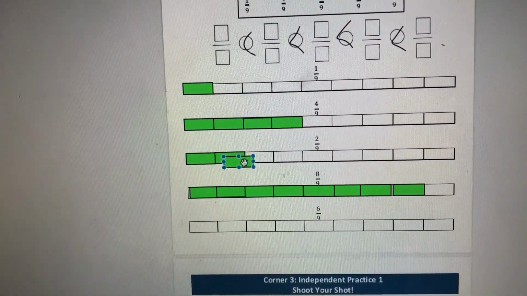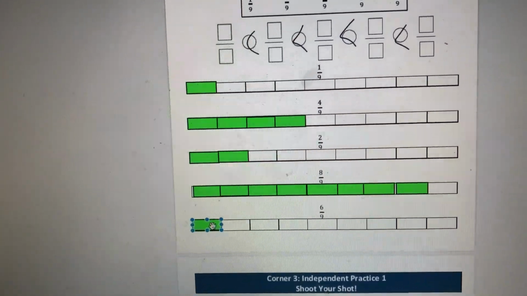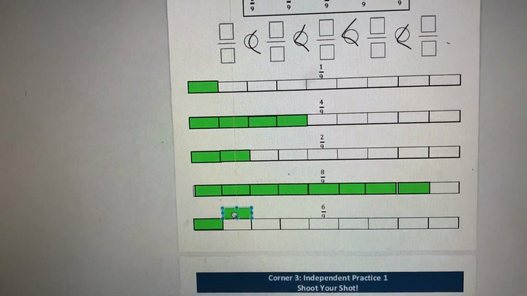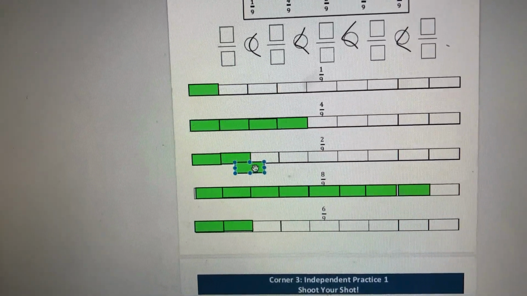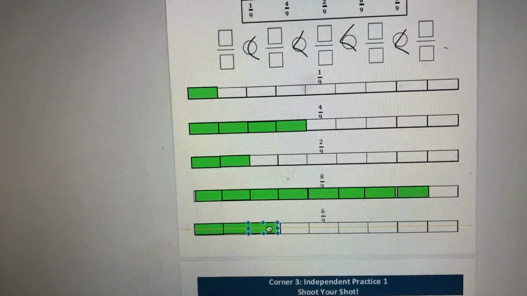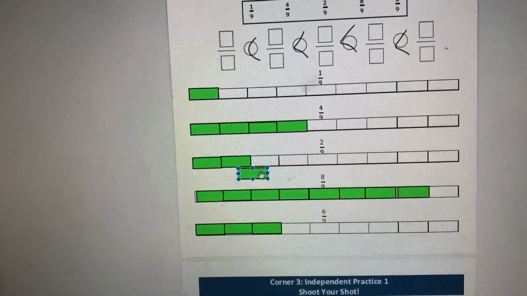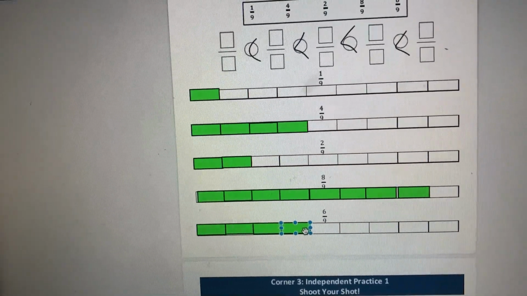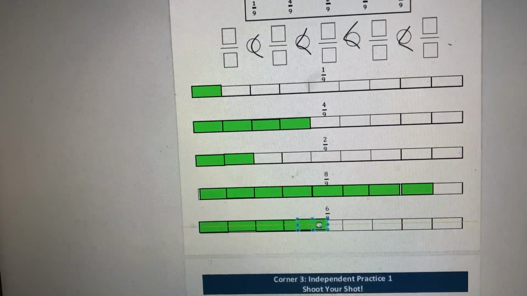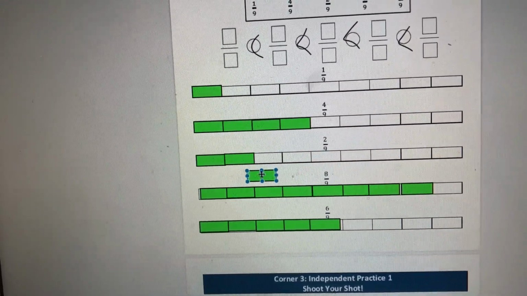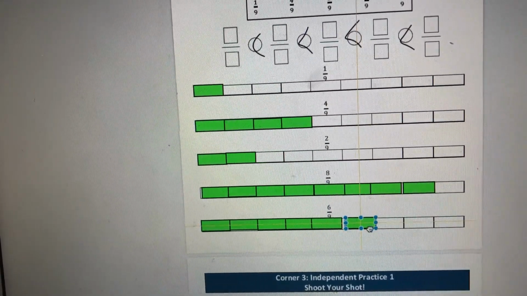The more space a fraction takes up, the larger that fraction is. It is a greater part of the whole. 5 and 6. Now I'm ready to compare my fractions.